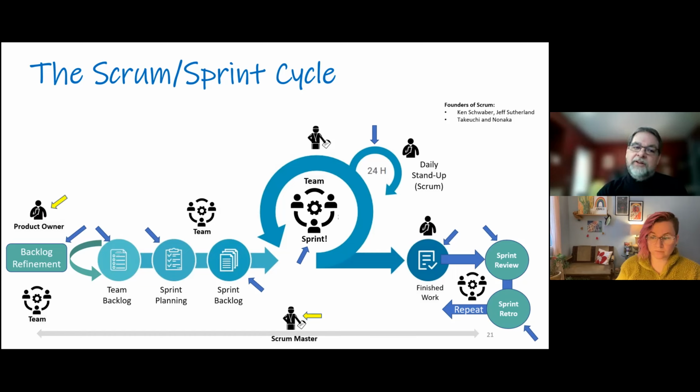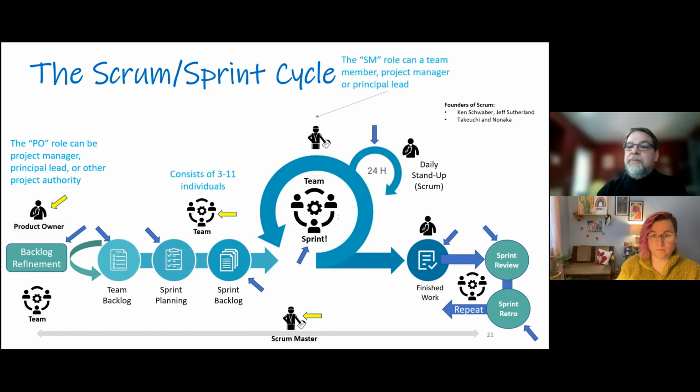In this whole thing, we have some people who are helping us direct the work, and that's a product owner. We call those product owners in industry. Now, in academia, that could be a project manager, could be your principal lead, or somebody else in a project authority capacity. We also have a Scrum Master, and this is out of order, but the Scrum Master can be a team member, a project manager, or in some cases, the principal lead, but they facilitate things.